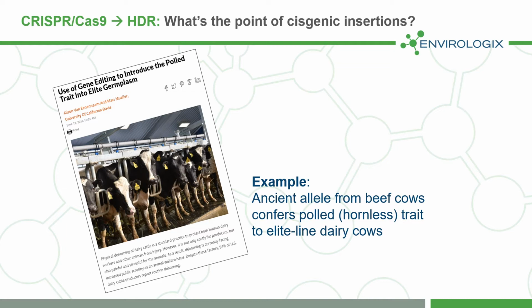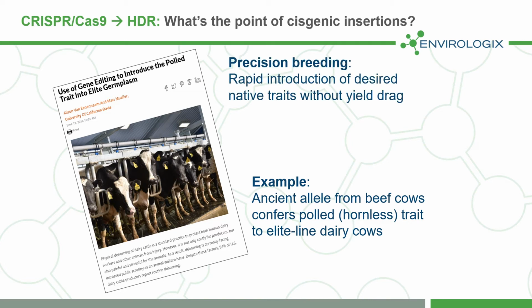They would not be born with horns, and they would not have to go through the dehorning process, which is pretty costly, pretty painful to the animals. So it would definitely be desirable to have these high milk producing dairy cows that don't have to be dehorned. Again, this would be an example of precision breeding, so that rapid introduction of desired native traits without yield drag.